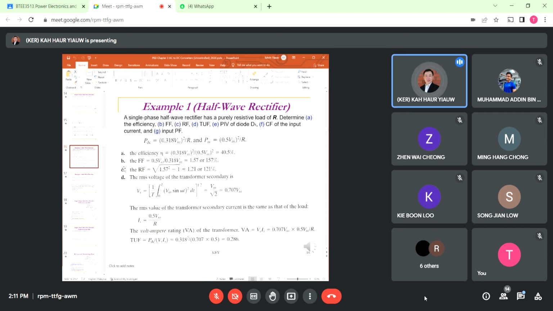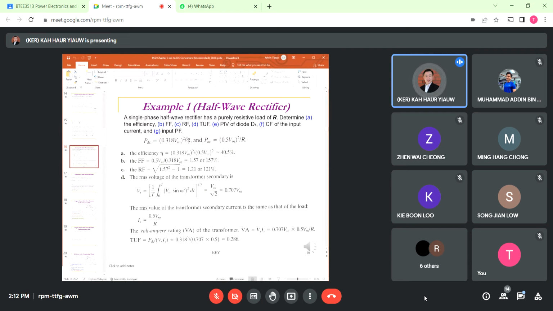Okay, so part B, form factor, gives me 157%. So basically, you can also see that efficiency is low, form factor is big. That means that the size is actually bulky, larger. Okay, ripple factor is 121%, also very large, because we have a very high ripple across your output.